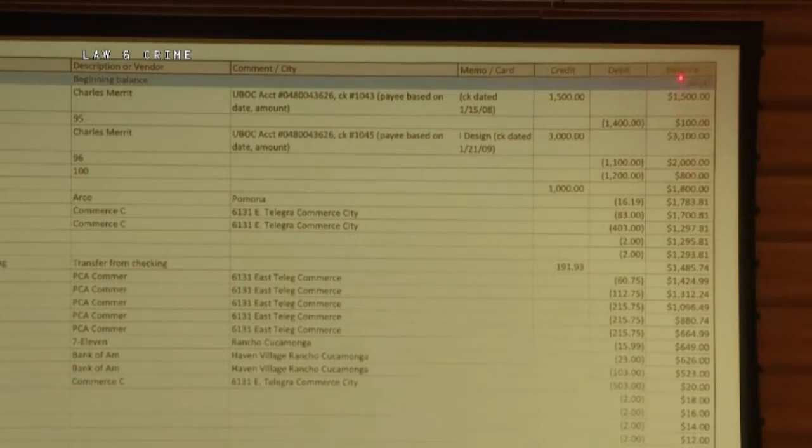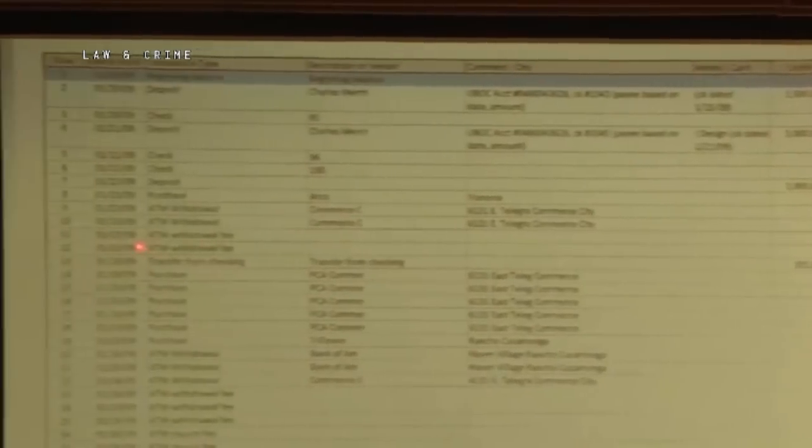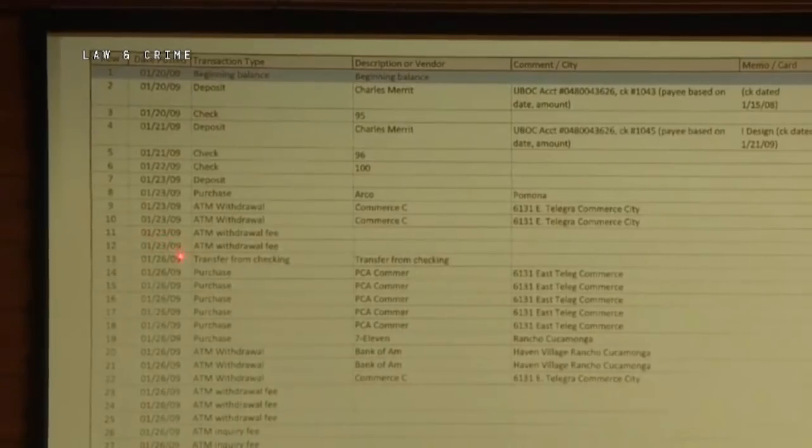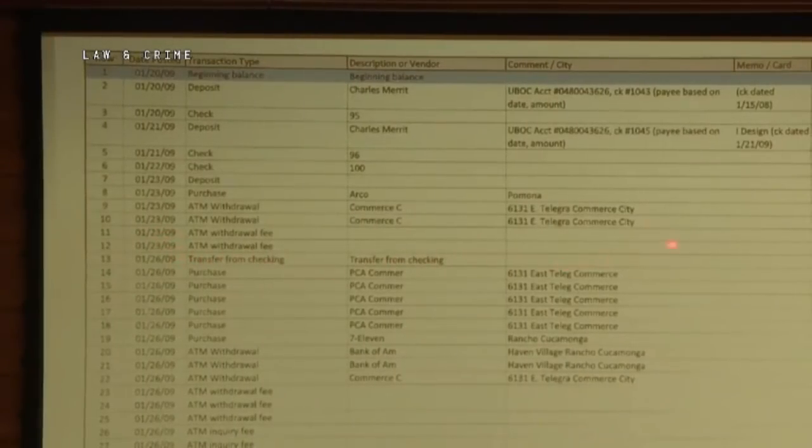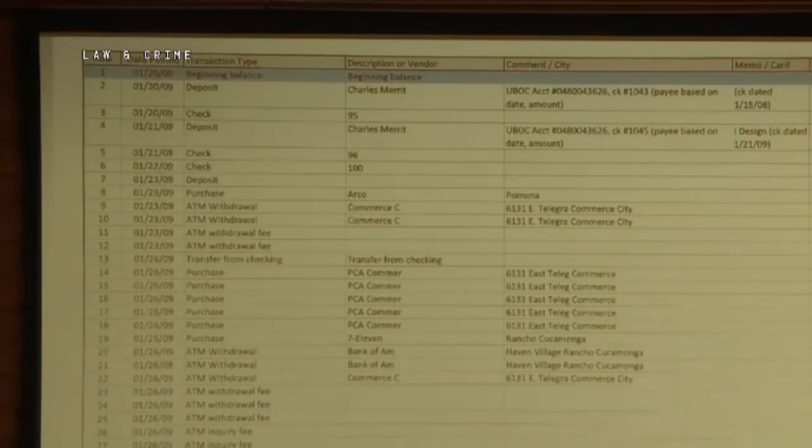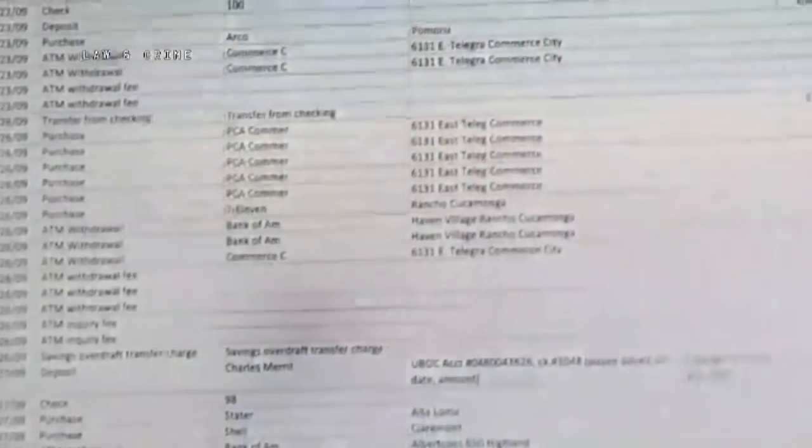And to learn what the daily balance is, one would look at the date column, and for instance here on January 23rd, 2009, there are several transactions. If we come down to line 12, that's the last transaction for that date. And then coming over we see the balance is $1,293.81. So that would be the closing balance for that date. And that's how it would run for all these transactions.